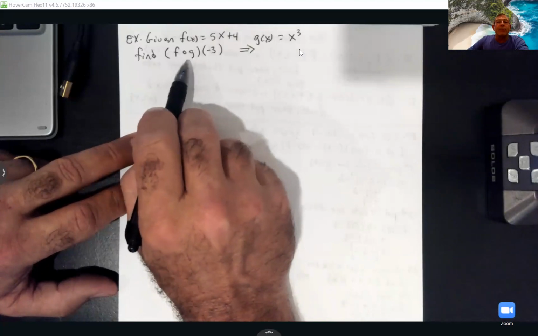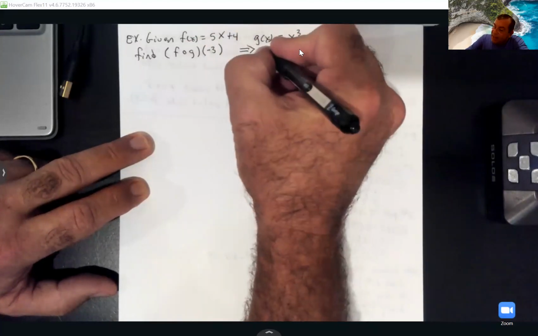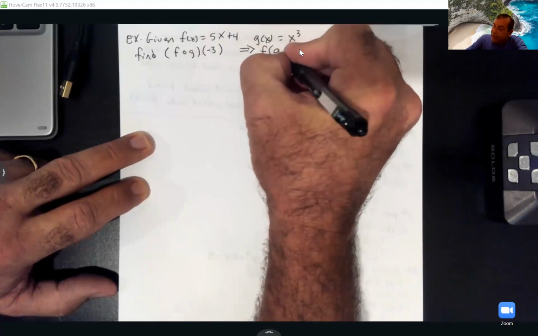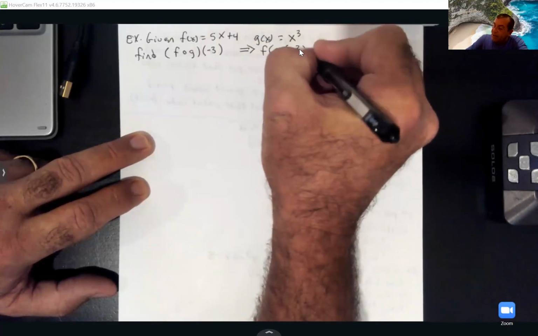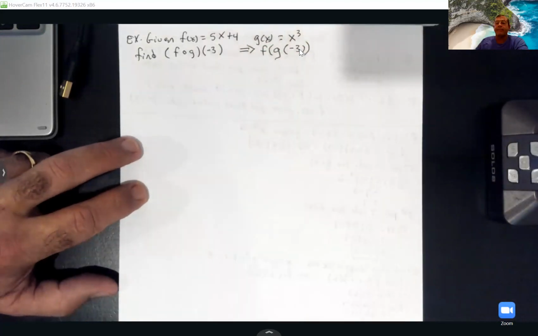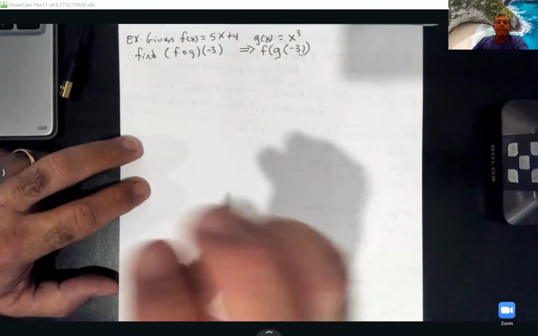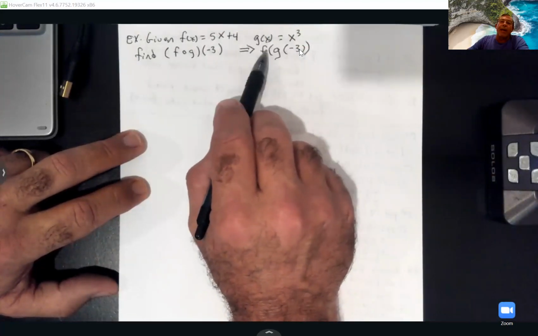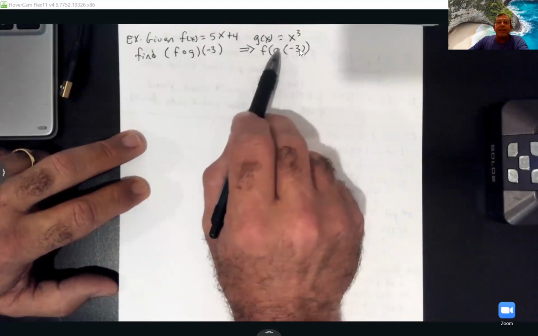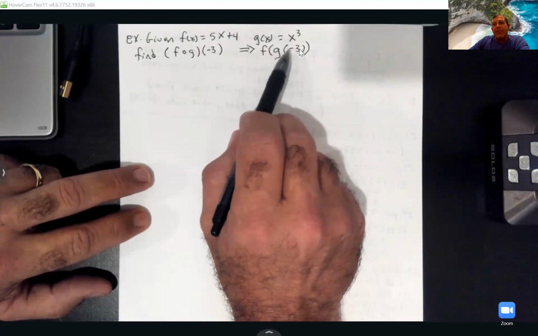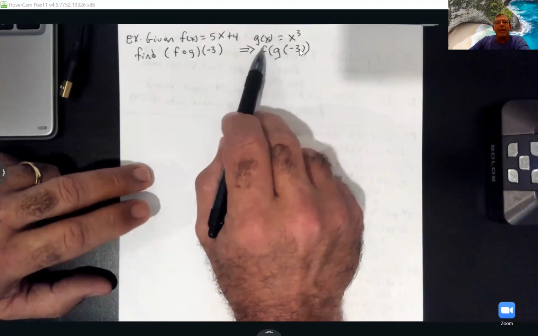So f compose g of -3 is the same thing as finding f of g of -3. So remember, you're starting on the innermost and working your way out. So first, we're going to find g of -3. Once we know what g of -3 is, we'll put that into the f.